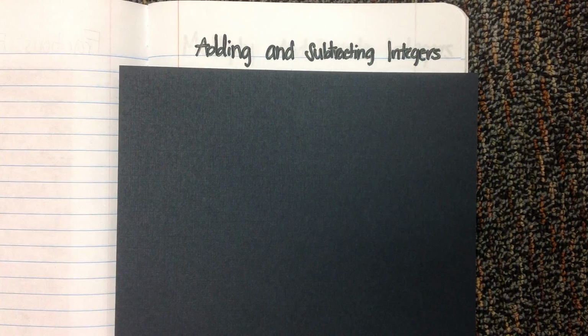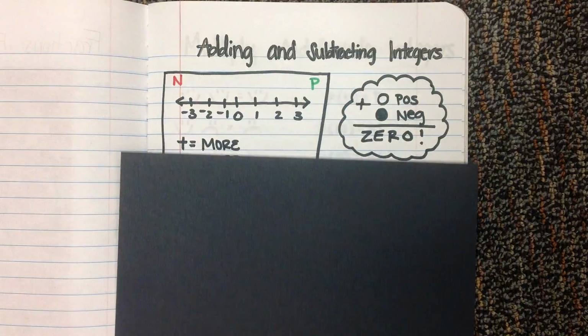Hello students, today we're going to look at adding and subtracting integers. If you remember from a few lessons ago, about 3 weeks ago, we talked about integers and that those are just positive and negative numbers. Today we're going to look at how to add and subtract them. This may be a bit of a review for some of you, but it might be brand new for some of you. So make sure that you're paying close attention and copying down.